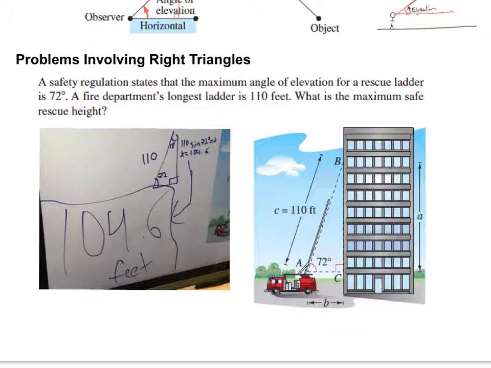All right, so we can see what Ryan did here. We have the sine of 72 is going to be our A over 110, okay? So we multiply both sides by 110, so 110 times the sine of 72 does give us 104.6 feet. Okay? Any questions on that one?